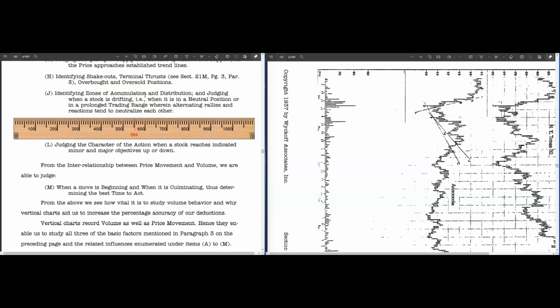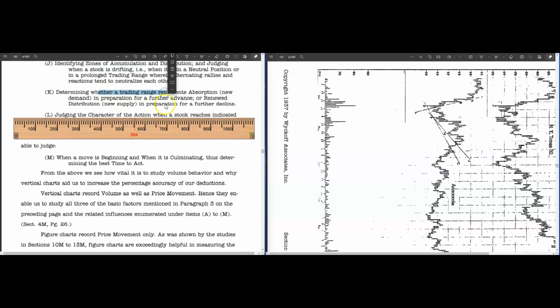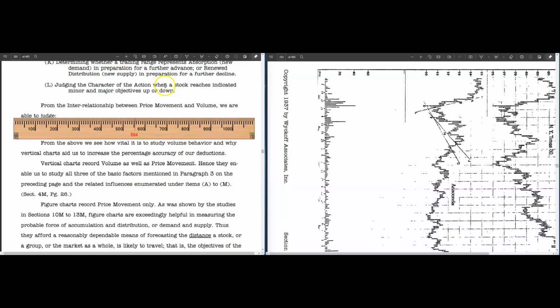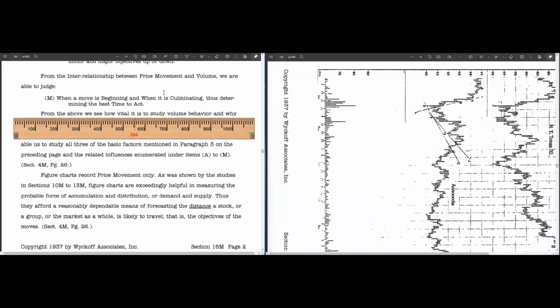Identifying accumulation and distribution, or nothing at all, right? Just drifting and should just be left alone. And determining whether the trading range represents absorption, all right, or whether it is reaccumulation or redistribution. And judging the character of the action when the stock reaches the indicated minor or major objectives, up or down. From the interrelationship of price and volume, we are able to judge when a move is beginning and when it is ending, and when it's time to act.